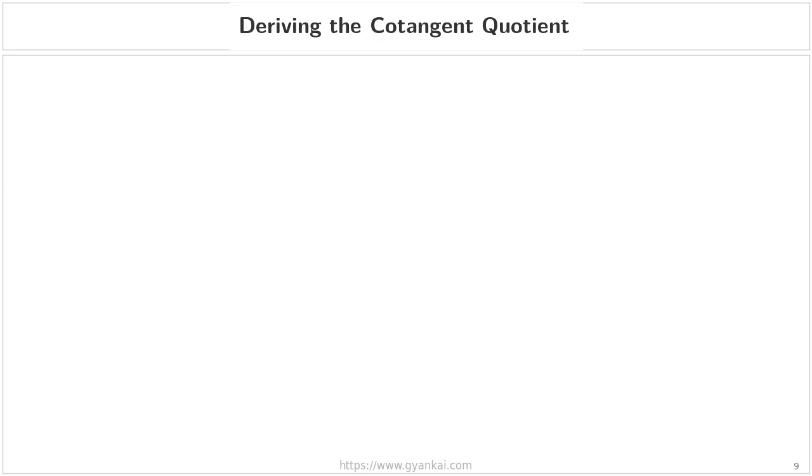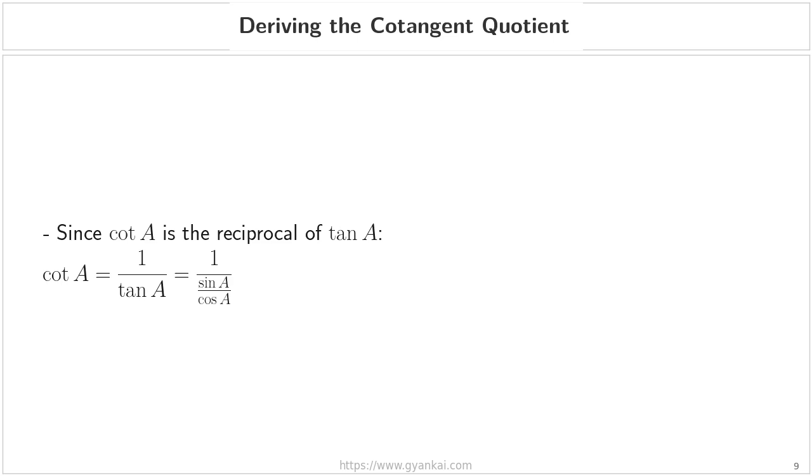Deriving the cotangent quotient. Now that we have successfully derived the tangent quotient in the previous slide, let's use that same logic to find the cotangent quotient. Since we know from our reciprocal relationships that cotangent of angle A is simply the reciprocal of tangent of angle A, we can write cotangent of angle A equals 1 over tangent of angle A. Now, if we substitute the formula we just derived, which is sine of angle A over cosine of angle A, into the denominator, we get 1 over the fraction sine of angle A over cosine of angle A.